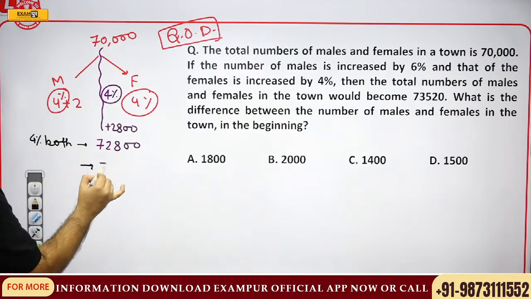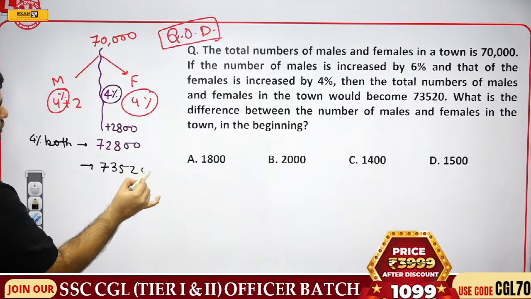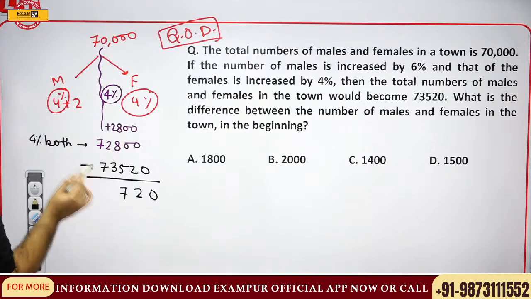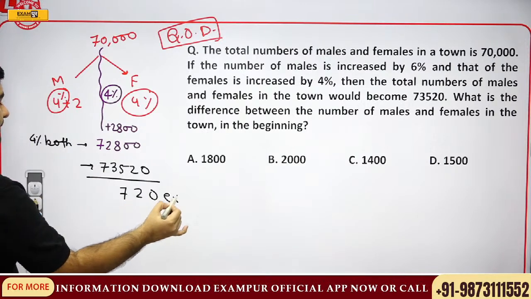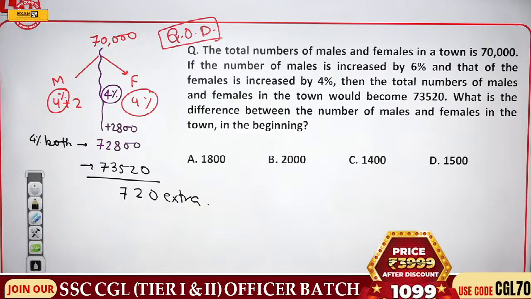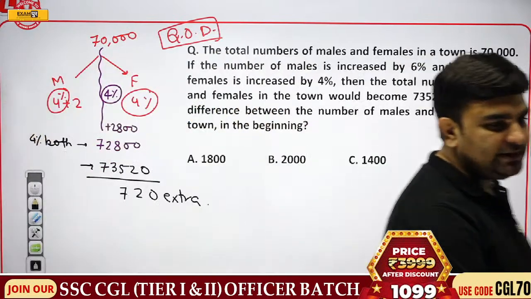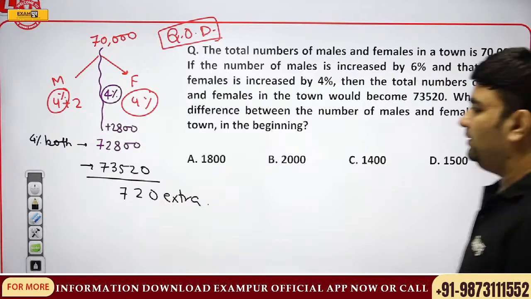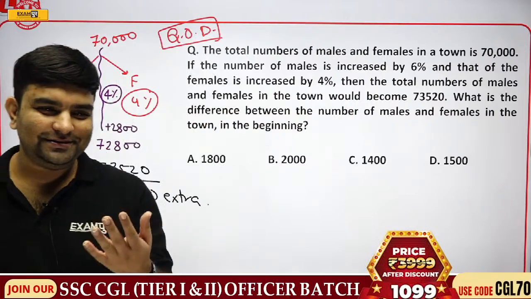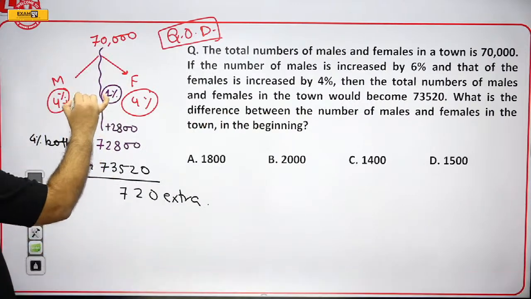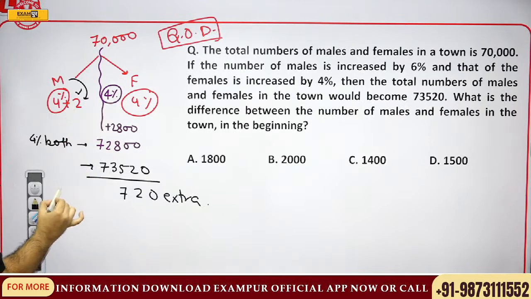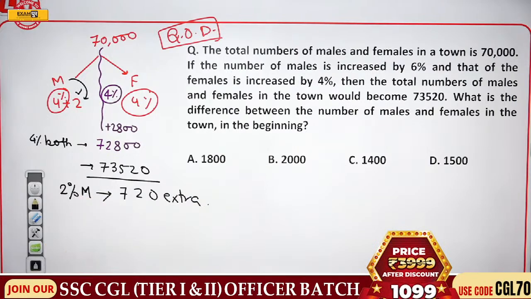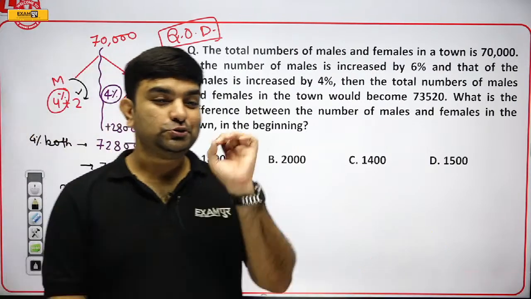But it has become 73,520. So 73,520 minus 72,800 gives 720 extra. But 720 extra is the increment. This is because of the extra 2% of males. So 720 is equal to 2% of male.